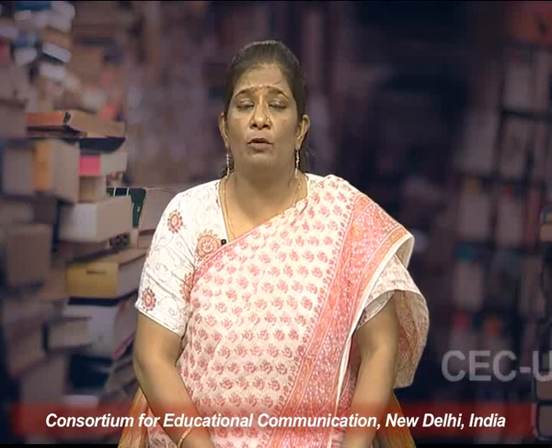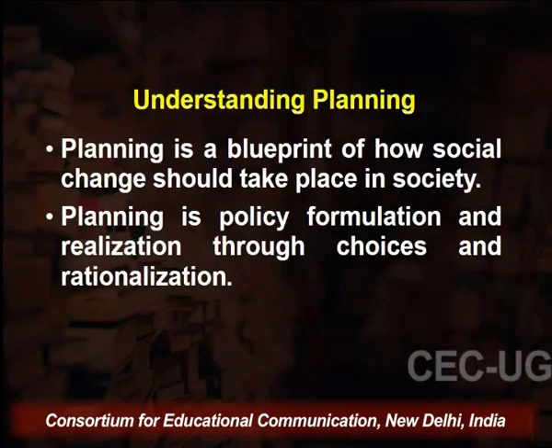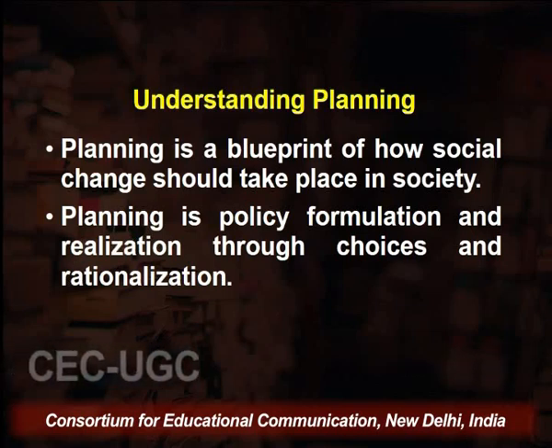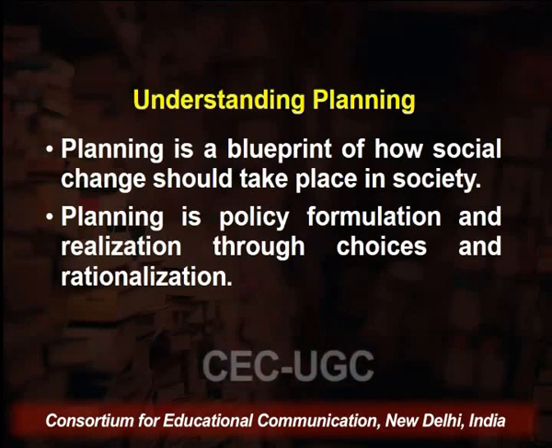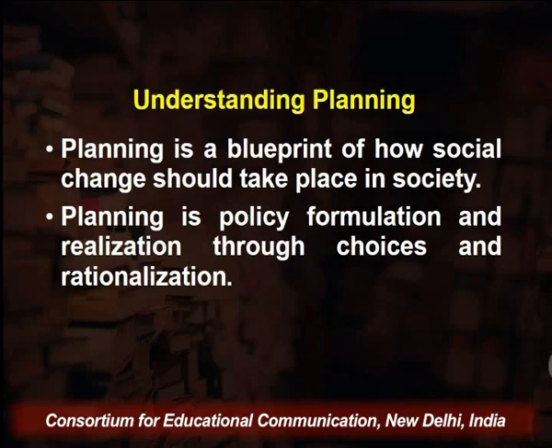So if we try to understand planning, it is a blueprint. It's a blueprint of how social change is to take place in society, in the sense that we need to have a kind of futuristic vision of our society, that over a long period of time, in certain directions, policies and programs are framed. What would be the outcome in order to meet the target of, say, an egalitarian society, a just society, along with economic growth and development?